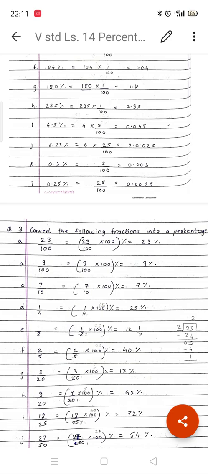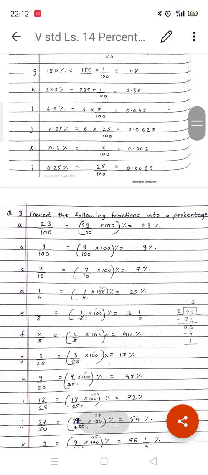K, 0.3%. Now, here there is no number before the point. No number means there is 0, but we will consider that there is nothing. So we'll take only 3 divided by 100 and we'll solve it. We'll add 2 zeros before 3. And the answer that comes over here is 0.003.